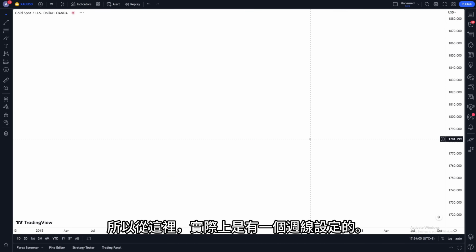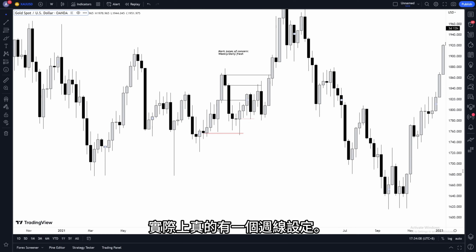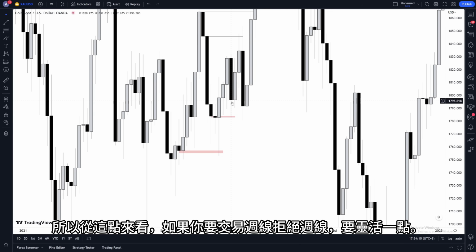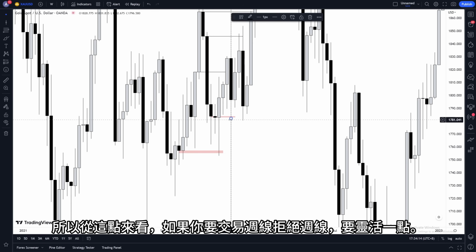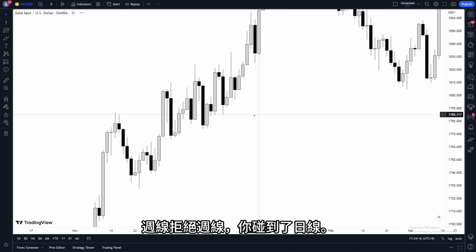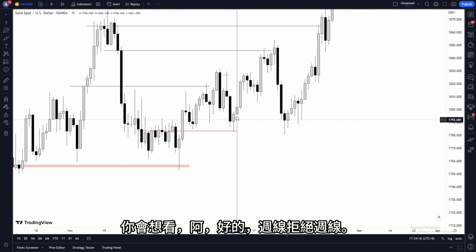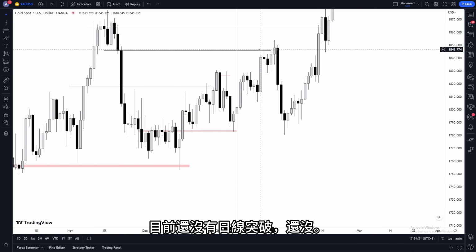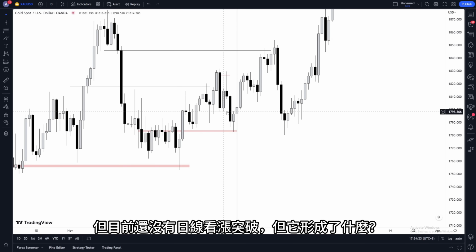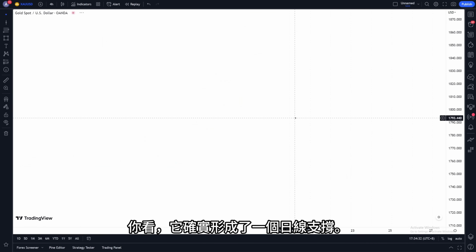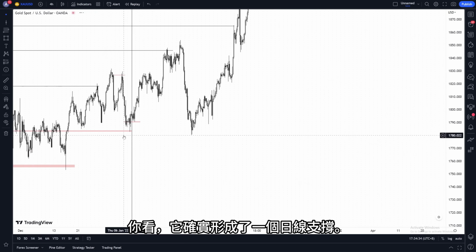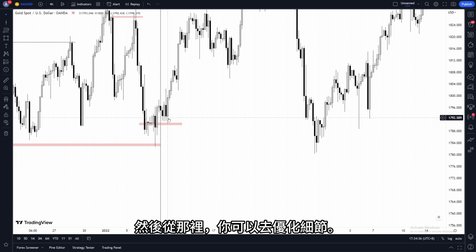So from here, actually, there is a weekly setup. If you were to take a weekly reject weekly, be flexible. Weekly reject weekly, you hit the daily, and you want to see, okay, weekly reject weekly. There is no daily breakout yet. It happened later, but there's no daily bullish breakout yet, but it did form what? It did form a daily support, and then from there you can just go and refine stuff out.